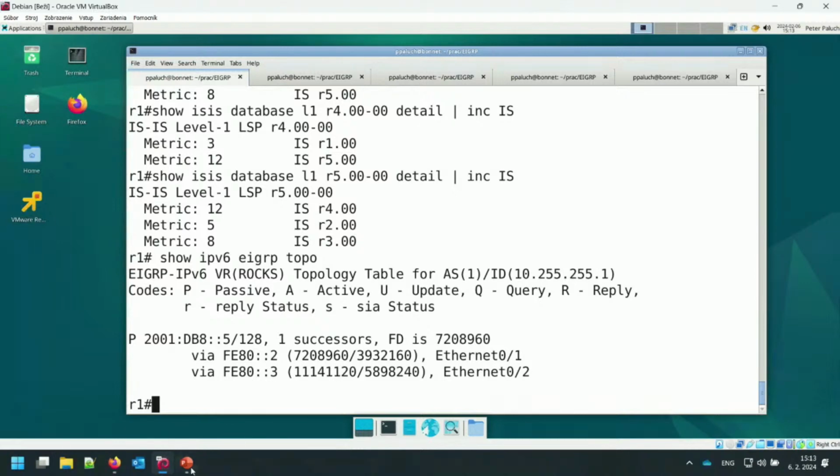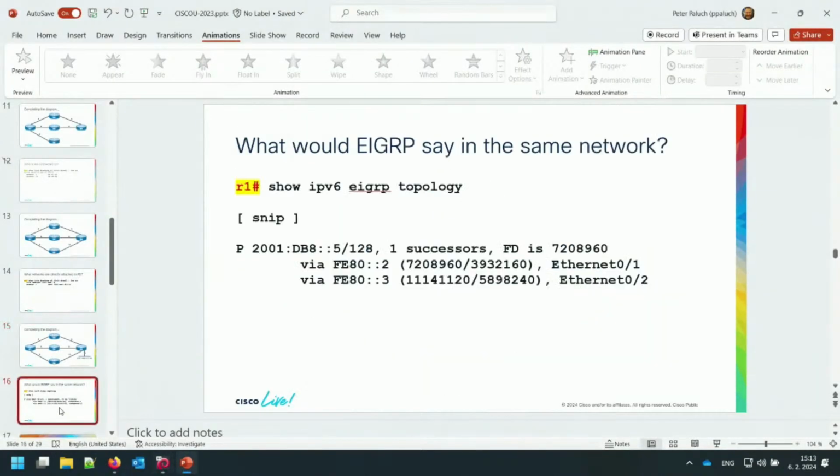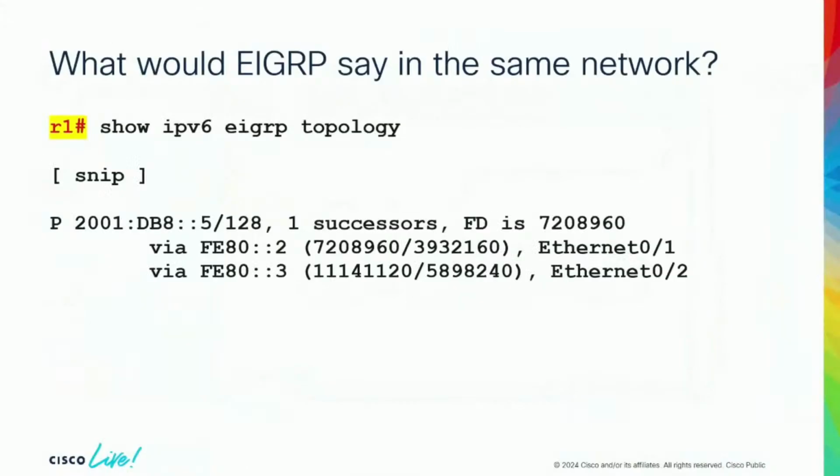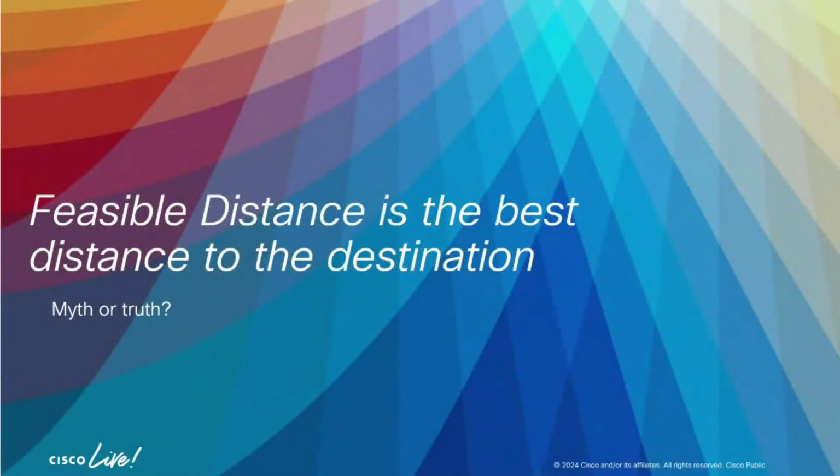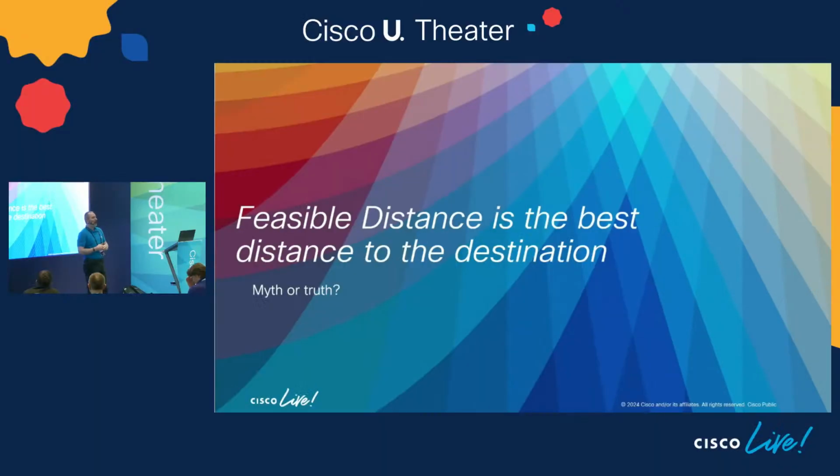Let's go further. And I'll be asking you a few more questions, and this is just what we have just seen. Oh, this is my favorite pet peeve. Feasible distance. They say it's the best distance to the destination, or the best metric, or the lowest cost to the destination. Who thinks this is right?